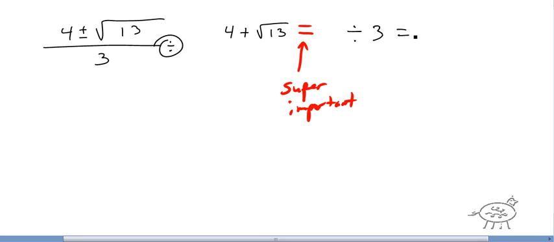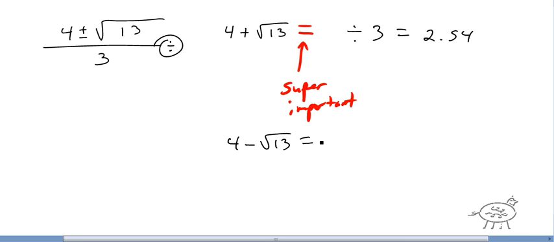It's 4, so I'm going to do on my calculator, 4 plus the square root of 13. I'm going to hit equals. I get 7.6055512575. That's great. I don't really care about that. I'm going to divide it by 3 now. Hit equals, and I'm going to round it to the nearest hundredth. So I got 2.54. Okay? That's half my answer. The other half of the answer is minus. So 4 minus the square root of 13. You make sure you hit equals.